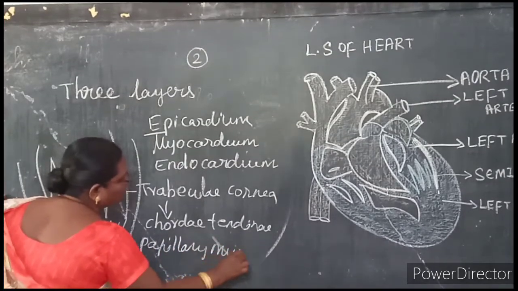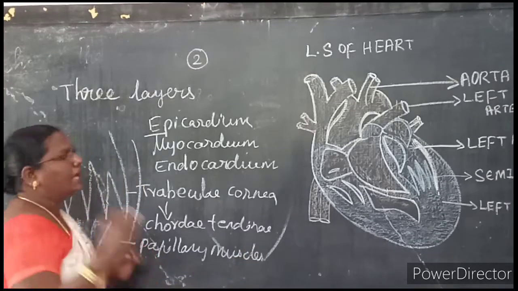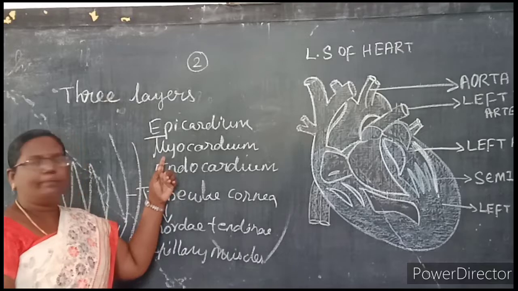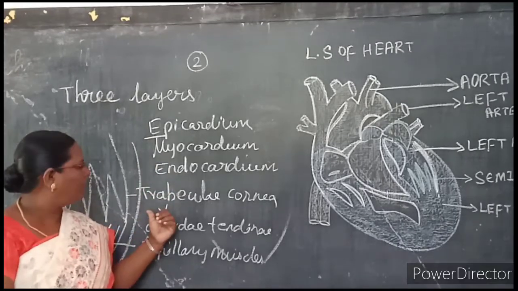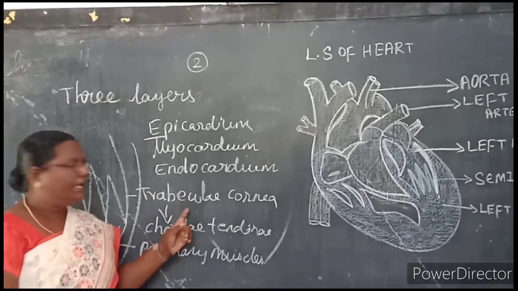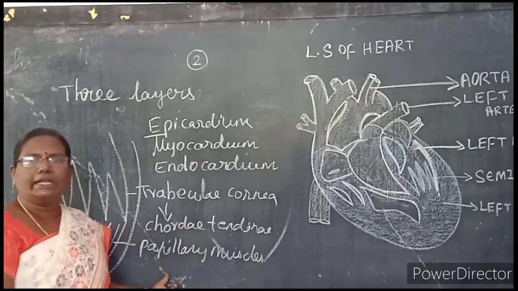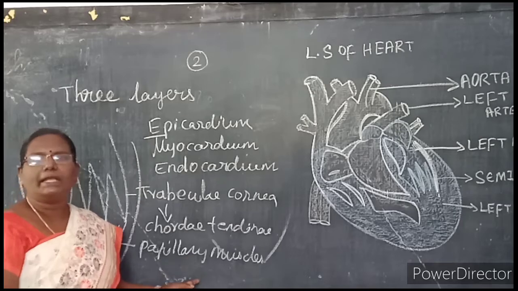Is it clear? So what are the three layers of the heart? Epicardium, myocardium, endocardium. The myocardium is thrown into irregular ridges known as what? Trabeculae carneae, modified into the cardiac dendrite. It is attached to the lower end of the heart by the papillary muscles.